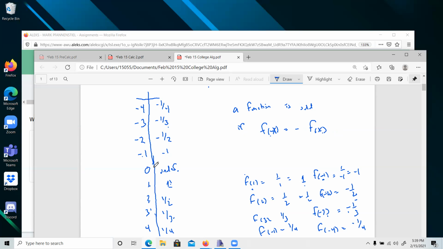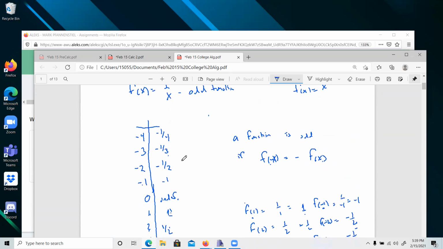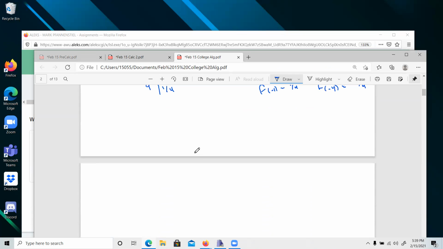Let me show you a different one. I'll let you guys play with this one. But what about this one? What if we have something like f of x is equal to x over x squared plus 1?